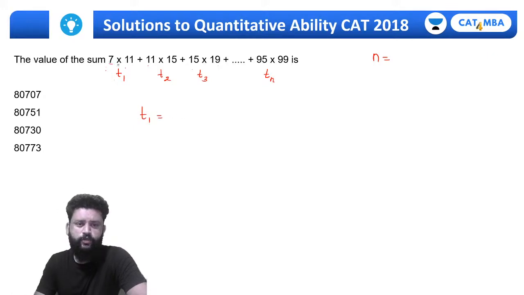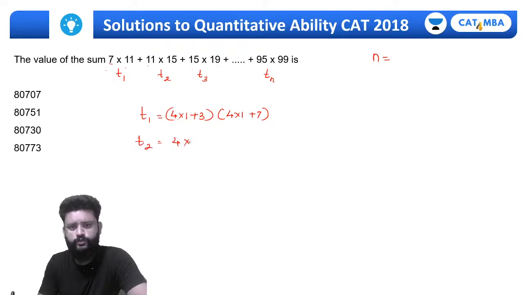देखो, this is 4's multiple, 4 into 1 plus 3. This is 4 into 1 plus 7, right? Look at the second term, you can write it as 4 into 2, 4 का second multiple plus 3 is 11.